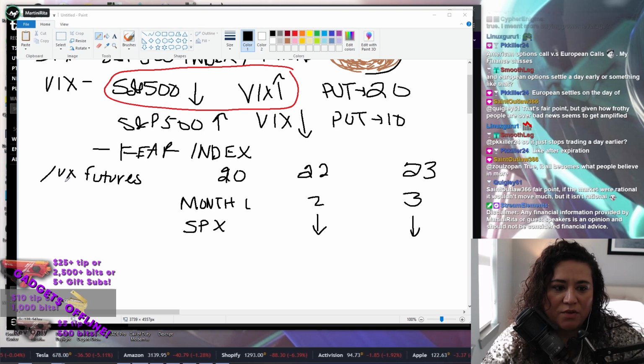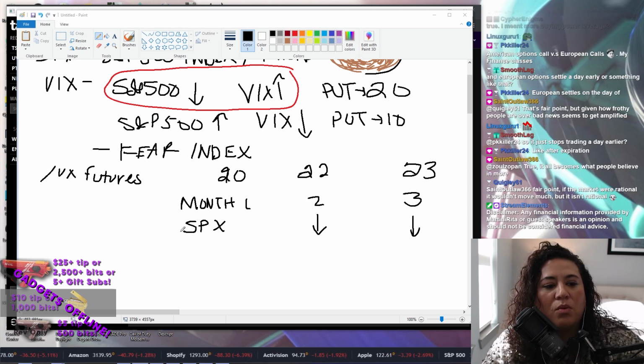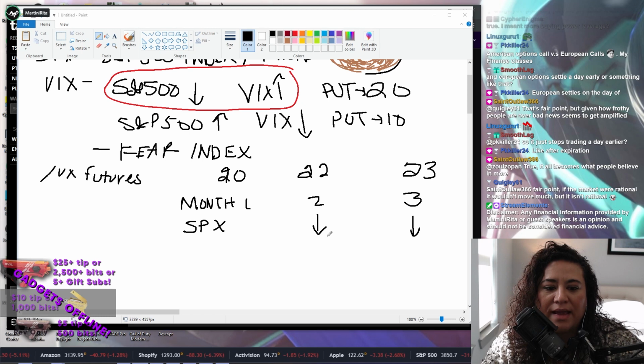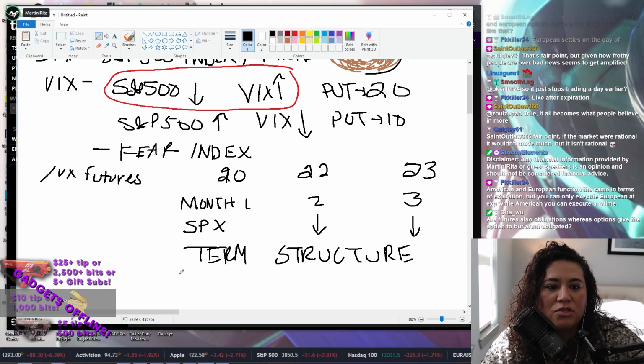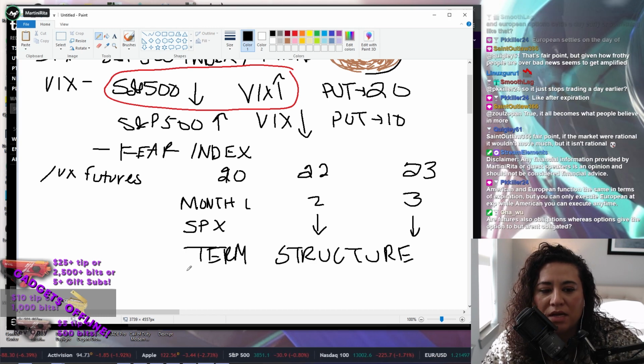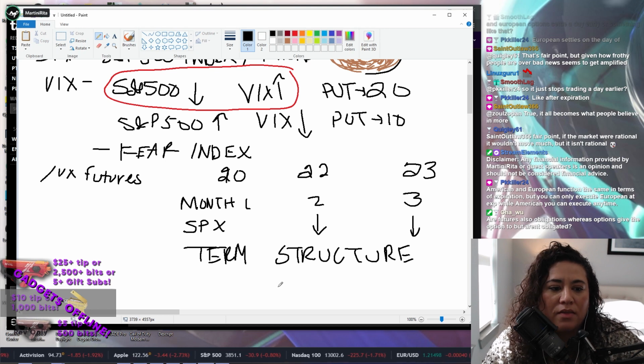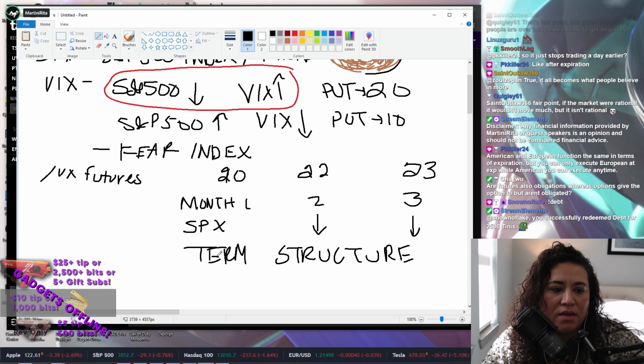So now you have VX futures layered on top of that. So what we just taught you is called a term structure. A term structure gives you a lot of information about what the market is doing and what they're thinking about. But the formal definition is that debt is a bitch.